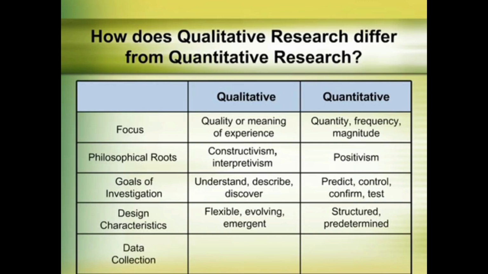Data collection. In qualitative research, the researcher is the primary instrument, bringing his or her own perspectives to the selection and meaning of data. Quantitative research depends upon external instruments such as tests, surveys, or other tools used to measure and quantify a particular phenomenon.